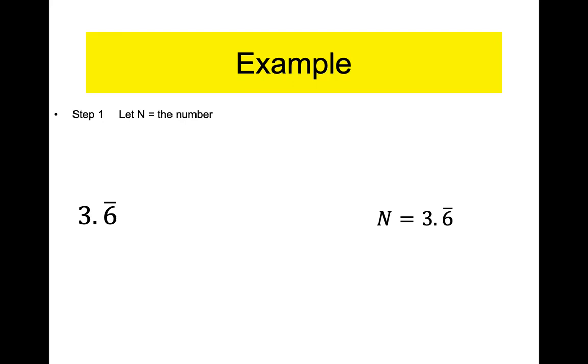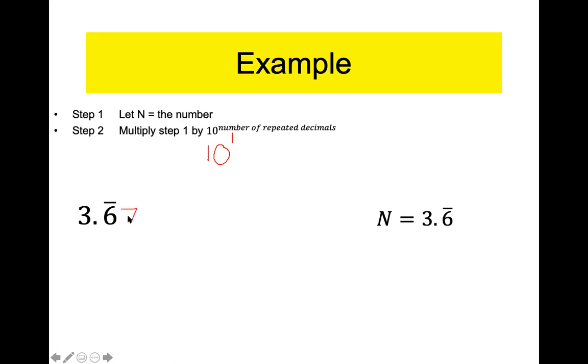Step number 2 is the thinking step. It's weird. It says multiply step one by 10 to the power of the number of repeated decimals. Here's what it means. Look at the original number. How many numbers are underneath the bar symbol? There's only one number. So what it's asking you to do is take the number 10 and put it to a power, and the power is the number of repeated decimals. There's only one repeated decimal, 6.